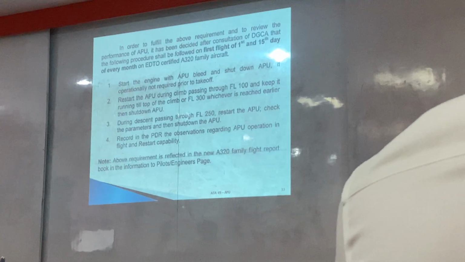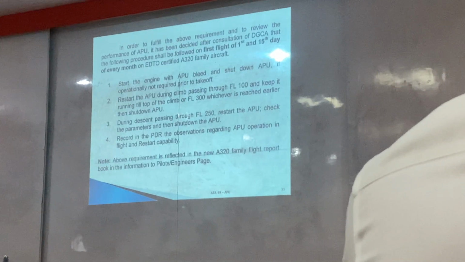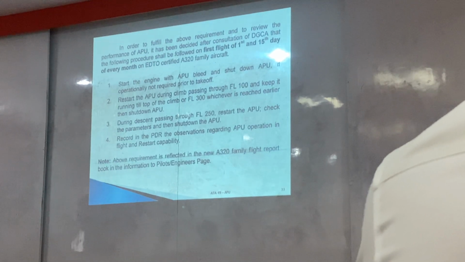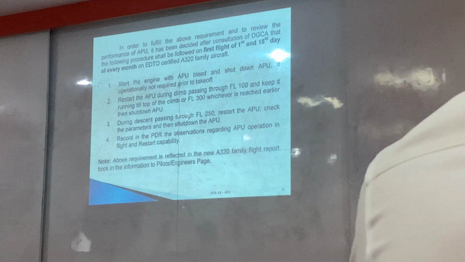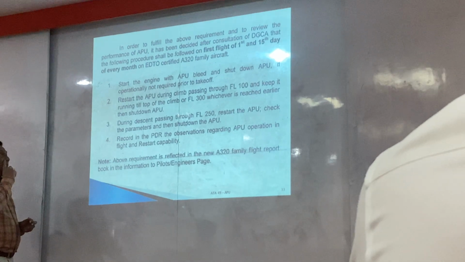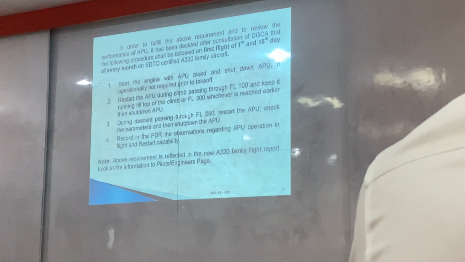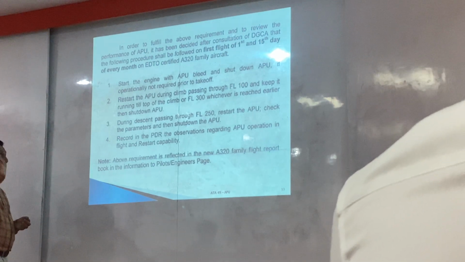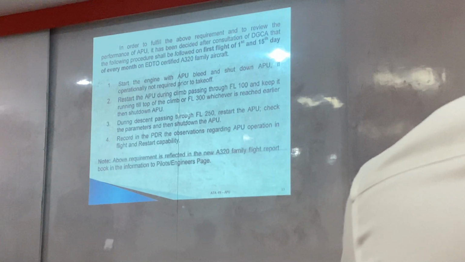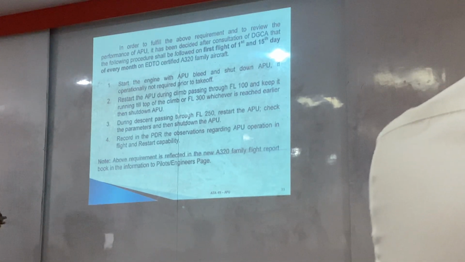This is the procedure. In order to fulfill the above requirements and to review the performance of APU, it has been decided after consultation with DGCA that the following procedure shall be followed on the first flight of the 1st and 15th day of every month. So two times in a month, on the first flight of the 1st and 15th day of every month, on EDTO certified A320 family aircraft. So what are the aircraft we have with EDTO certification? For them it is applicable.